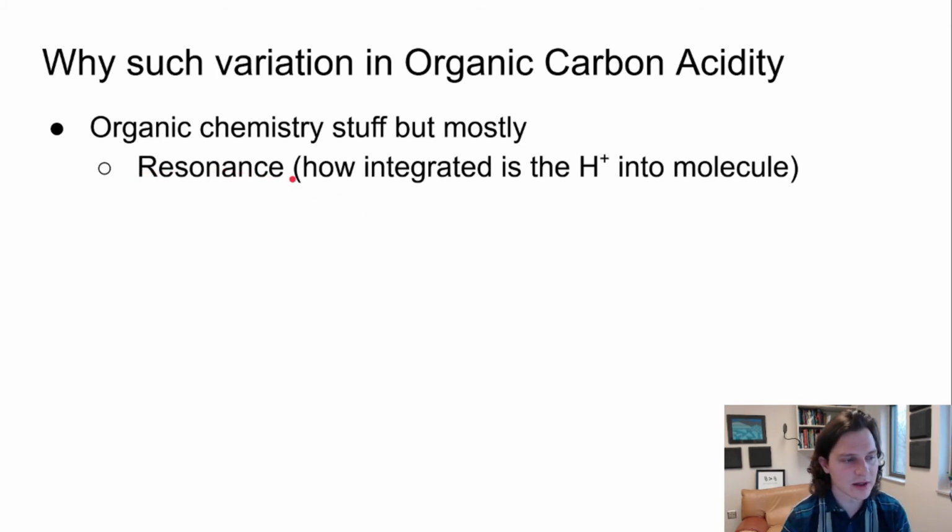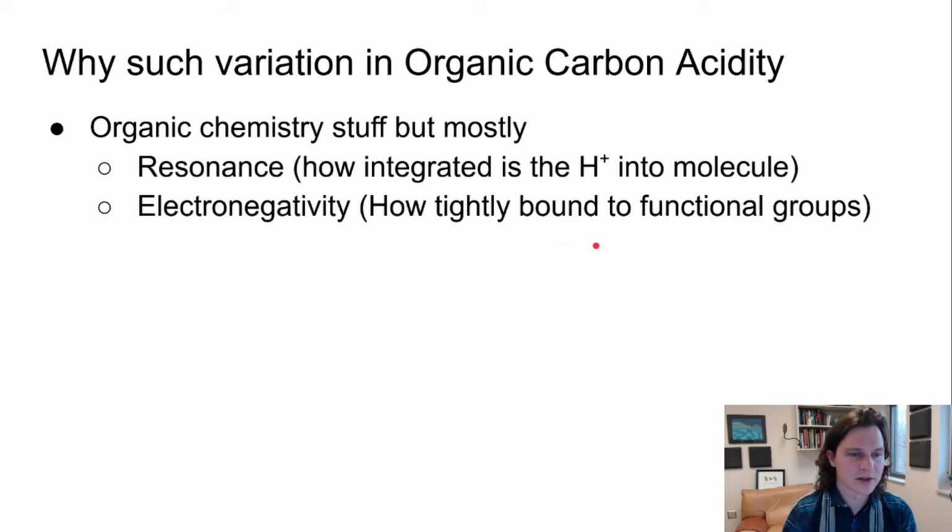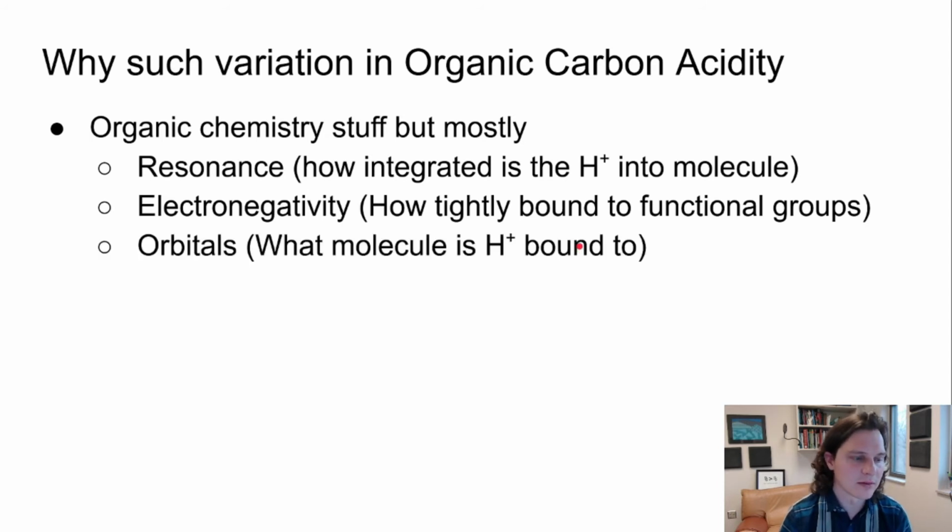So how deeply integrated is the hydrogen ion that's going to contribute the acidity into the actual molecule? Is it on the outer edge of a molecule, or is it integrated in the main structure? You can also think about electronegativity. So how tightly bound to the different functional groups is the hydrogen ion, with a more electronegative group holding the ion more tightly and therefore being less acidic? Or orbitals. So what molecule is H plus bound to, and how, and on what orbital is it bound to the negative electrical charge of that molecule?